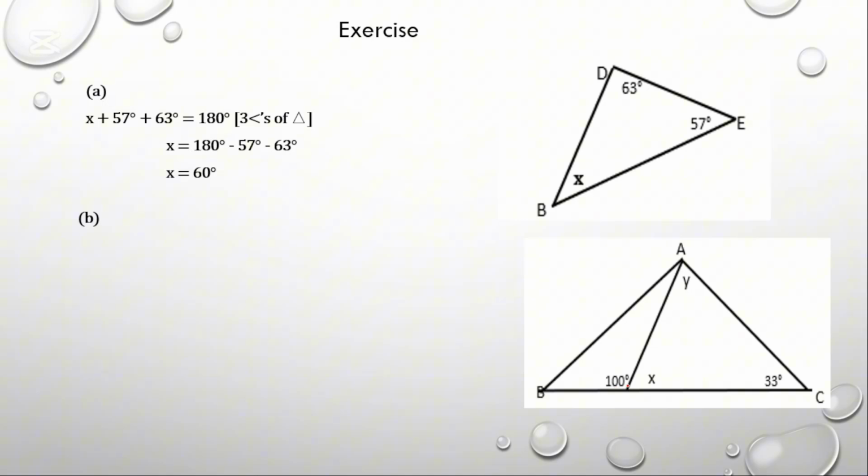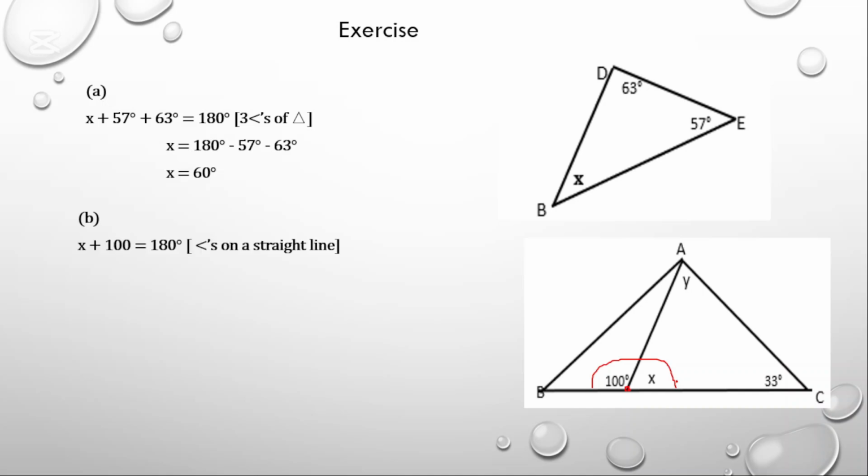Now we know we have a common vertex over here. So we know that these two add up to 180. Why? Adjacent angles on a straight line. So we start by finding the value of x first.